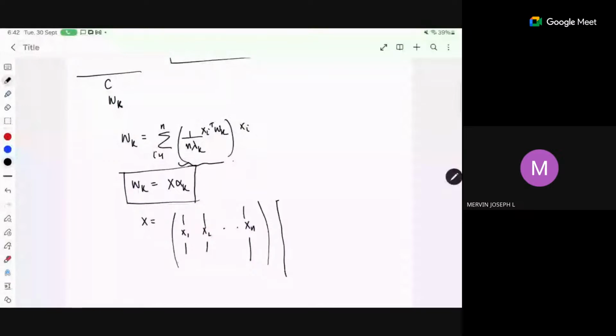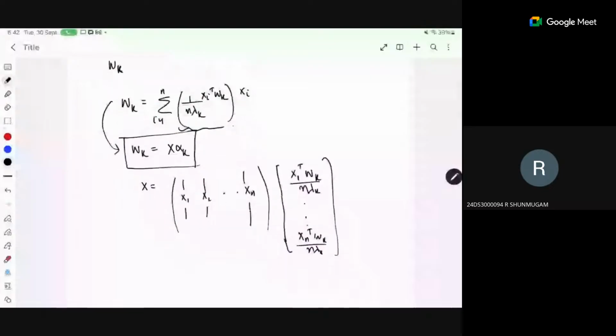Alpha k is going to be my coefficient, right? So this is going to be my X1 transpose WK by n lambda k, and so on till Xn transpose WK by n lambda k. Okay, so we just wrote this in matrix form, where WK is X alpha k.